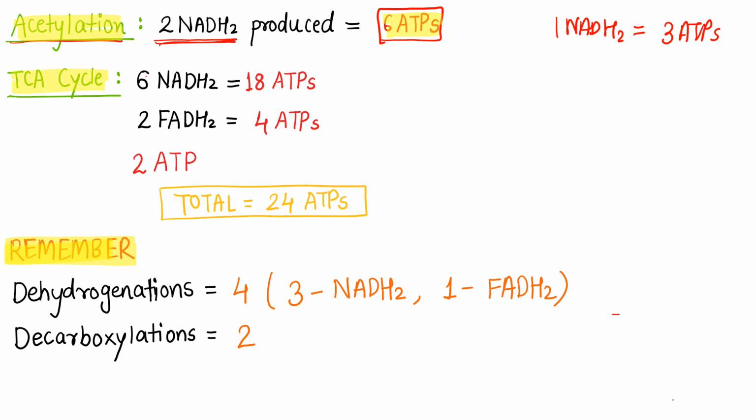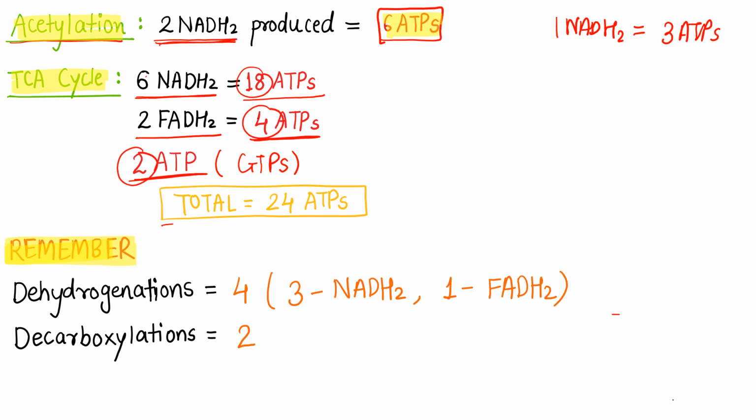Now TCA cycle, that is Krebs cycle. Here 6 NADH2s are produced, so total 18 ATPs. 2 FADH2s are produced, so 4 ATPs, and 2 ATPs, that is GTPs, are produced. So total 18 plus 4 plus 2. So total net gain of ATP in TCA cycle is 24 ATPs.